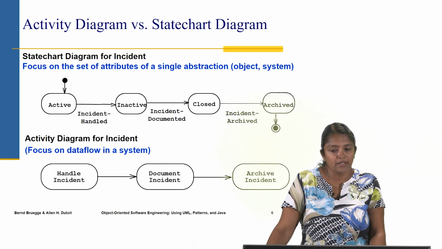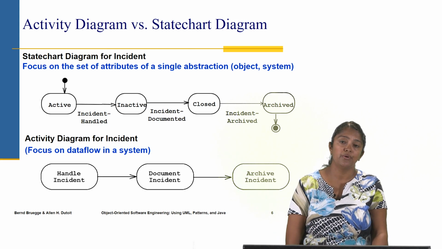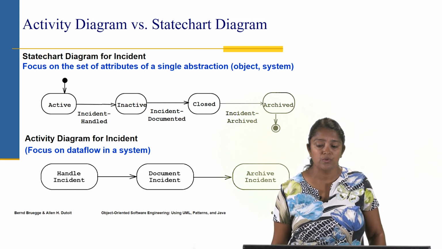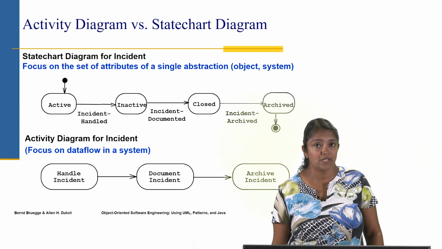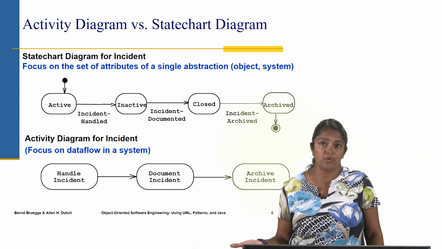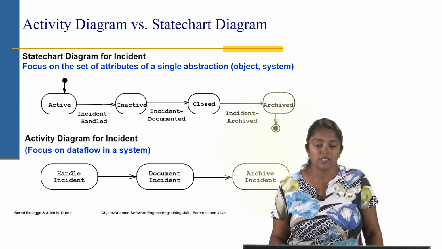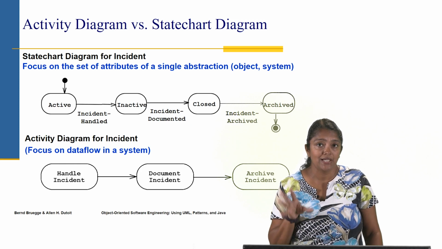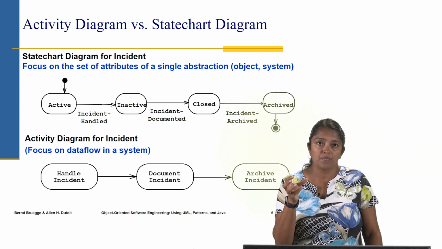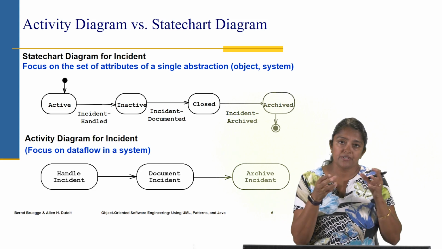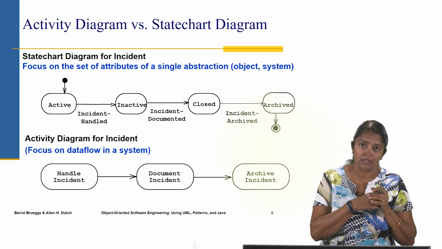Now, state diagrams versus activity diagrams. It's important to understand the difference between these two because they look very similar in terms of the notation. Now, the focus with state charts is on a single abstraction. So, on a single object or a single system and the different states that this object can be in.